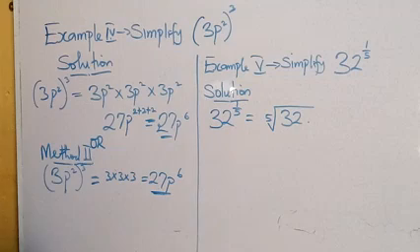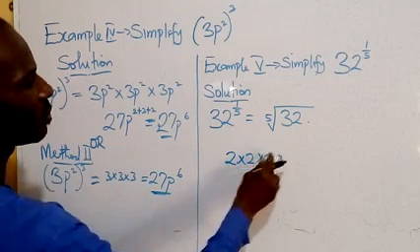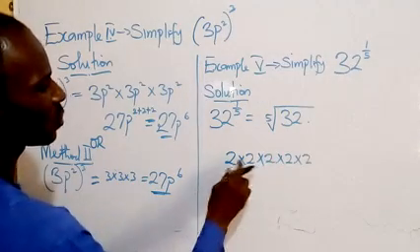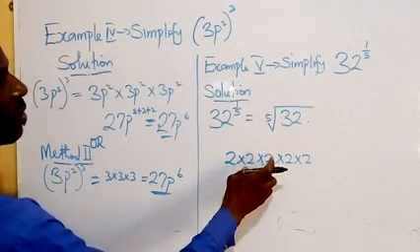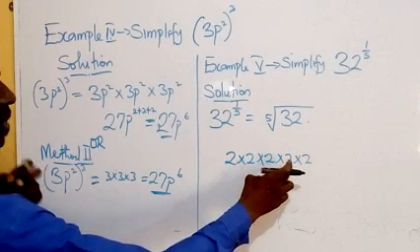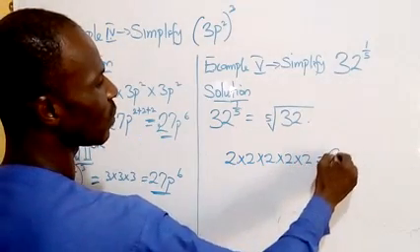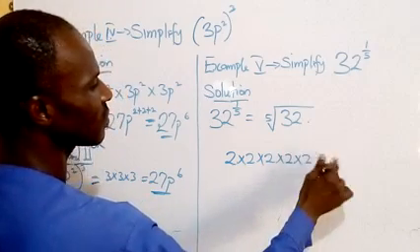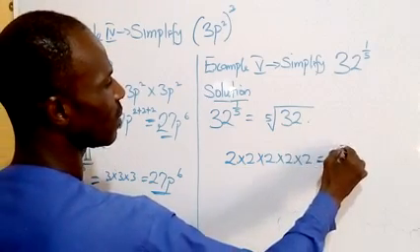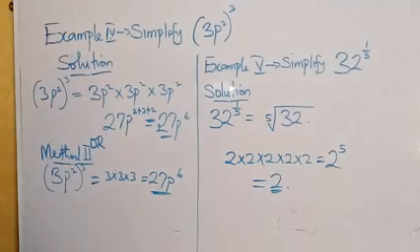Let's think of 2. Let's say 2 times 2 times 2 times 2 times 2. 2 times 2 is 4. 4 times 2 is 8. 8 times 2 is 16. 16 times 2 is 32. Therefore, we have 2 raised to power 5. Therefore, our answer is 2. It's as simple as ABC and sweet as bread and tea.